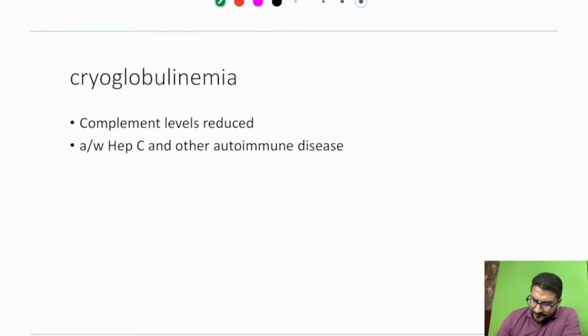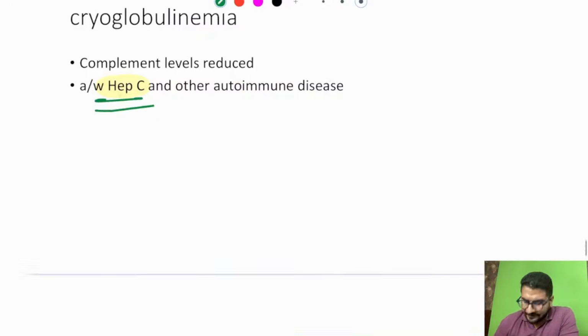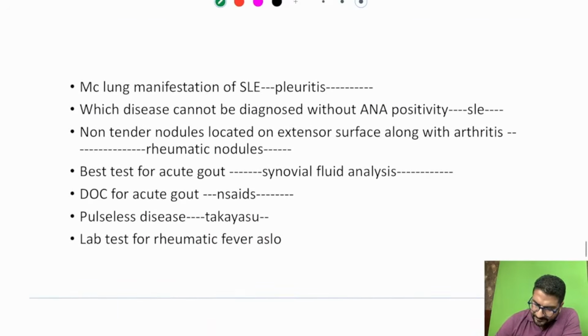A very rare type of vasculitis, just आपको याद रखना है, this is something which is associated with hepatitis C, that is called cryoglobulinemia और essential, पूरा नाम होता है essential mixed cryoglobulinemia और cryoglobulinemic vasculitis. Now let us see the MCQ part.